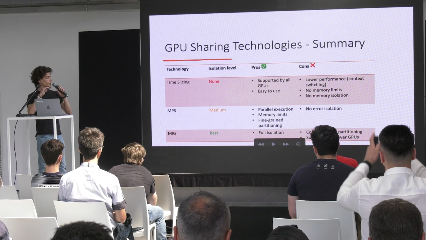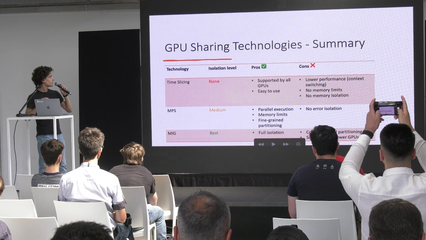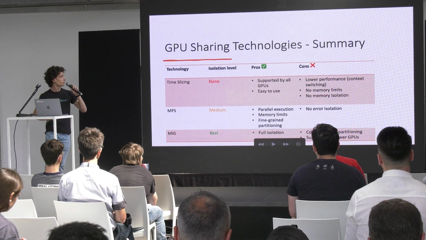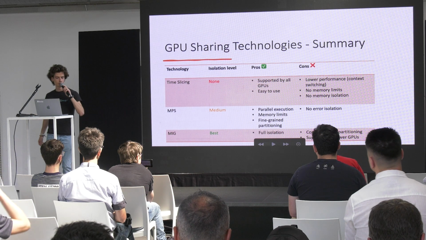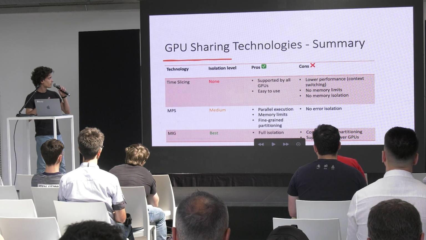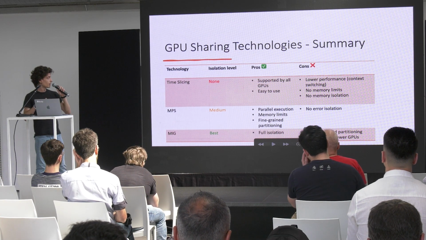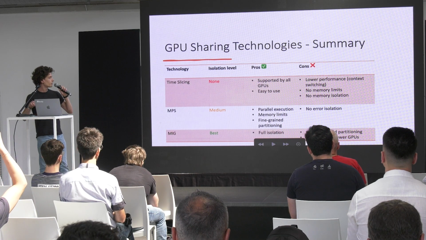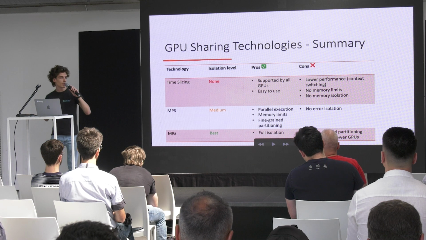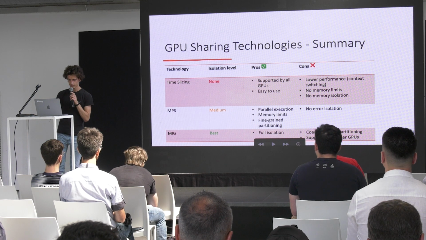So here's a quick summary of the 3 different techniques. They are sorted by isolation level. On the top, you have time slicing, isolation level 0. You don't have it. However, it is supported by all GPUs, and it's very easy to use. Halfway, MPS, you have memory limits, but no full isolation, and it's very flexible. And finally, you have MIG, you have full isolation, but coarse-grained partitioning and supported by few GPUs.